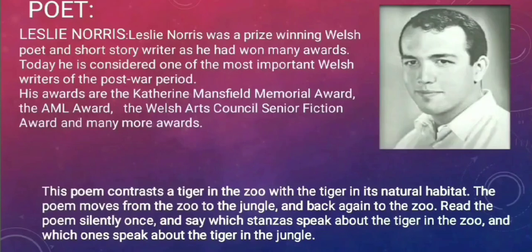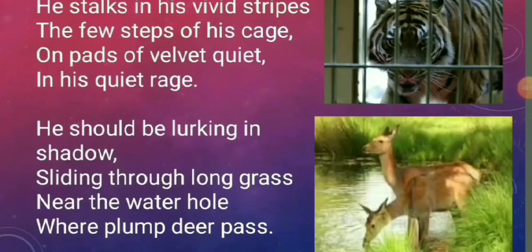This poem, A Tiger in the Zoo, contrasts a tiger in the zoo with a tiger in its natural habitat. The poem moves from the zoo to the jungle and back again to the zoo. Read the poem silently once and say which stanzas speak about the tiger in the zoo and which ones speak about the tiger in the jungle. The poem is written by Leslie Norris. Here he explains the agony and helplessness of a caged tiger that lives in a zoo. So let's begin our poem.